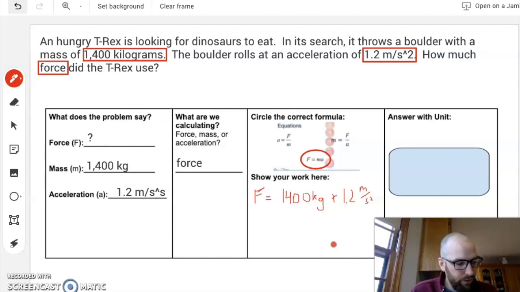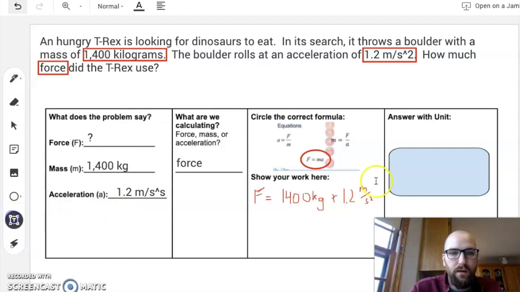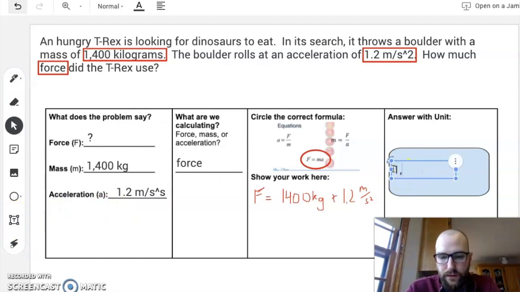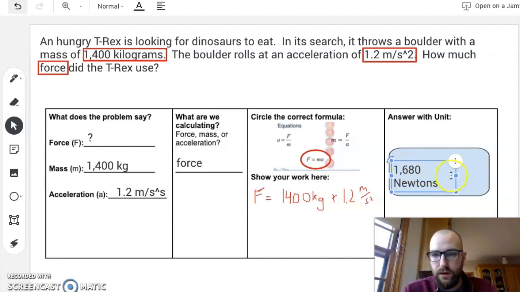Okay, so then I plug that into my trusty calculator. I get 1,400 times 1.2, and that is 1,680. Okay, so in my answer, 1,680. Now, that's my answer, but it's not complete. I need my answer with my units. What are the units for force? In our class, we will always use newtons. So units for force, newtons. Or if you want to write it the short way, you could write 1,680 N, capital N for newtons. Great. So that's one example.